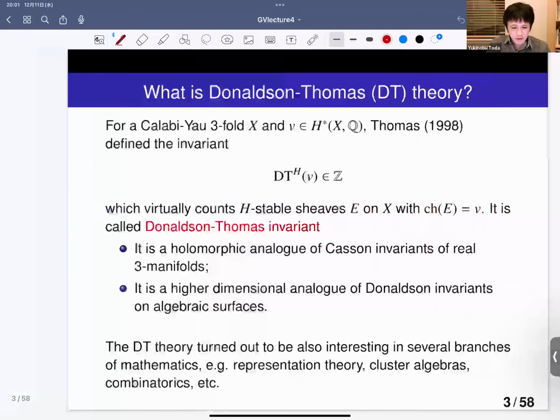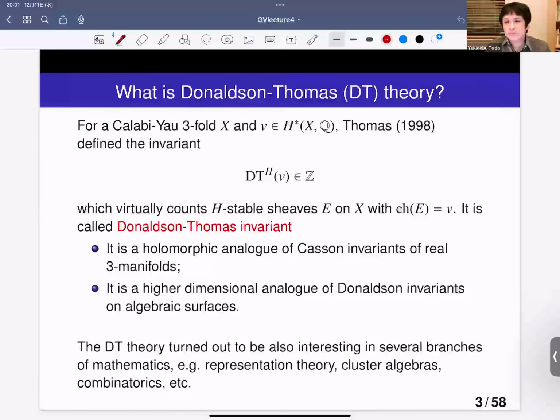So this is an invariant on a Calabi-Yau threefold. Let's recall that a Calabi-Yau threefold is a complex three-dimensional variety which has trivial canonical class. Also let's take v, a numerical class that corresponds to the Chern character of the sheaves which I want to consider. In this setting we also have to choose a polarization H, which I will explain later is an ample divisor. This corresponds to the choice of stability conditions.